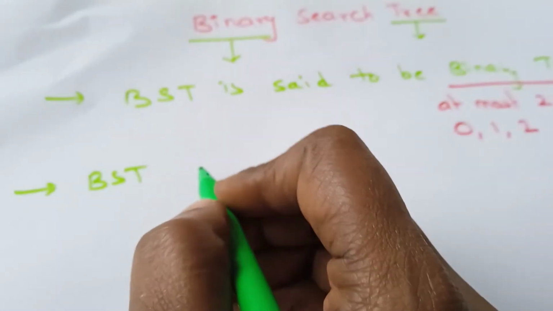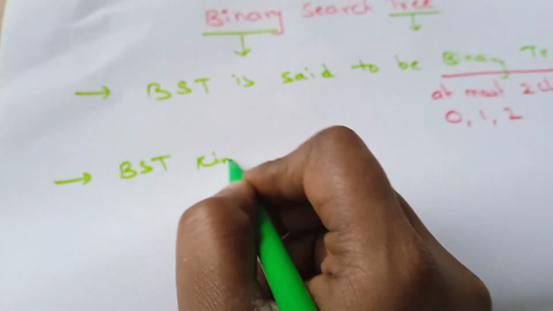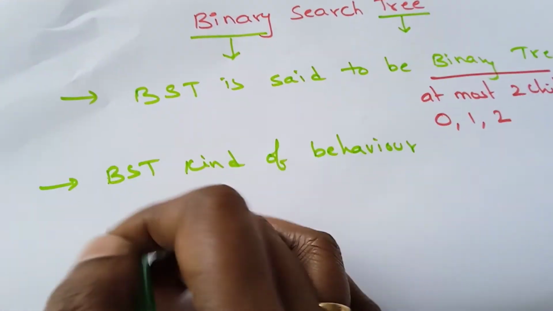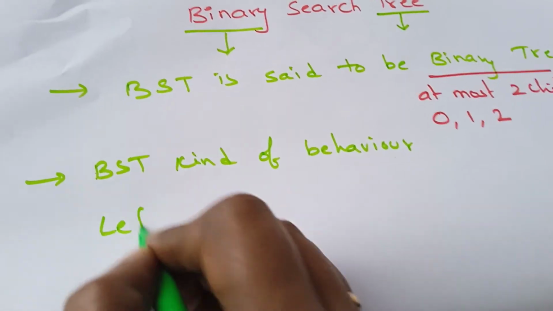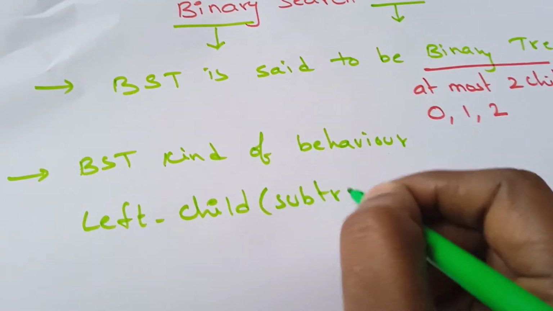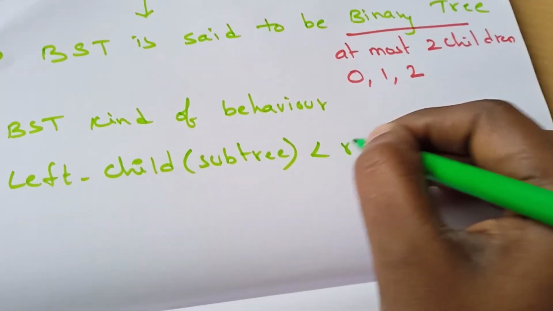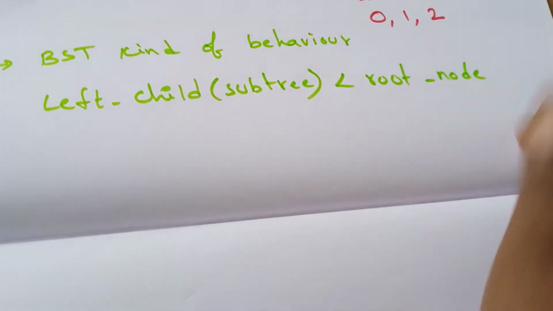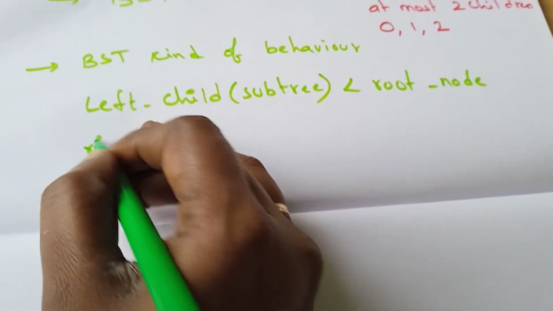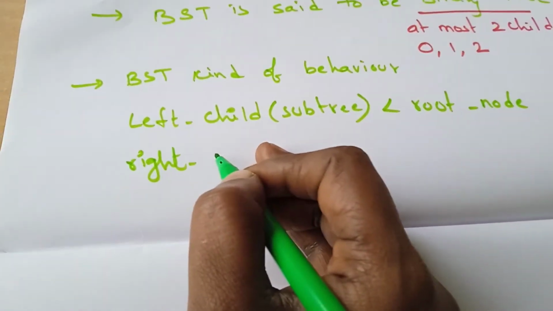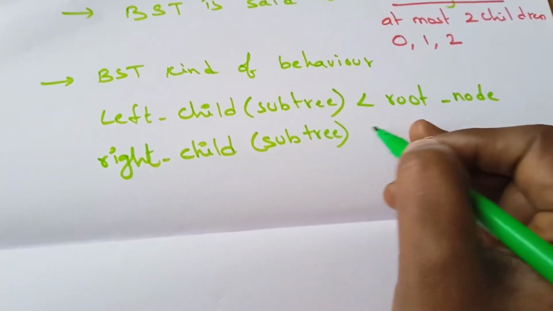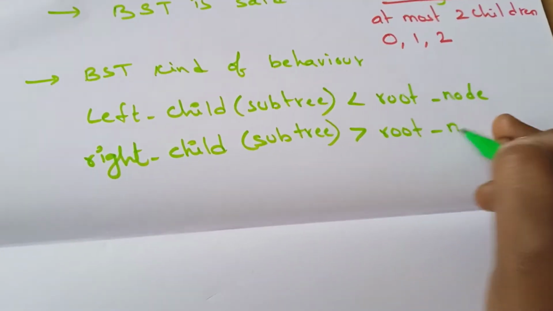Every binary search tree will have a kind of behavior to arrange the nodes inside of the tree, that is: the left child subtree should be less than the root node, and the right child subtree should be greater than the root node.